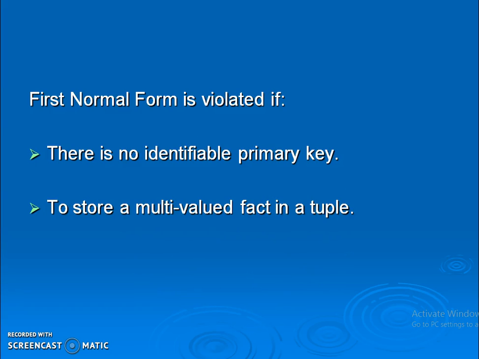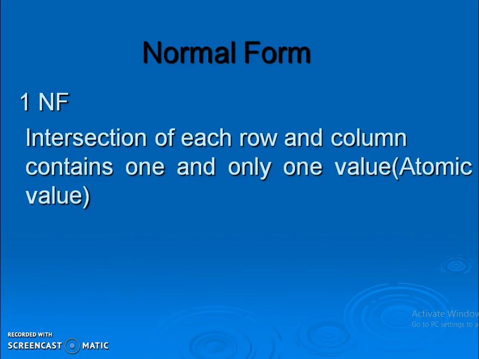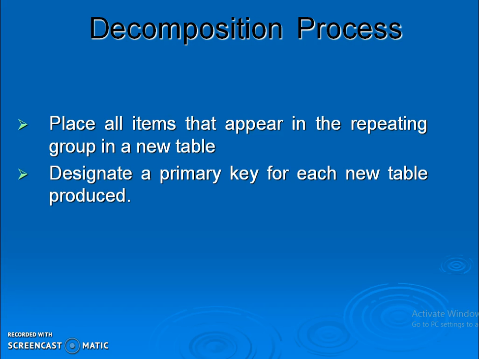The definition of first normal form: first, there is no identifiable primary key. Second, to store a multi-valued fact in a tuple. We will discuss one by one with examples. First normal form: if the intersection of each row and column contains one and only one atomic value, then it is called first normal form.